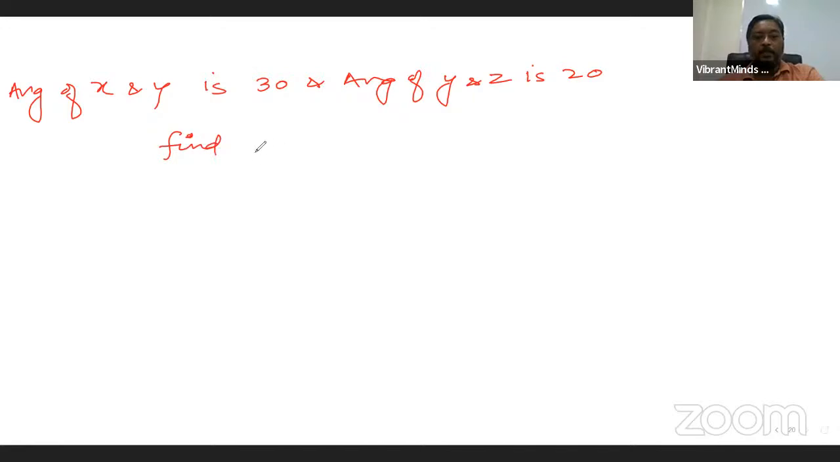And somebody says find X minus Z. Find X minus Z. Now I would request, please attempt this and give me the answer. If you can, go ahead. Anyone?